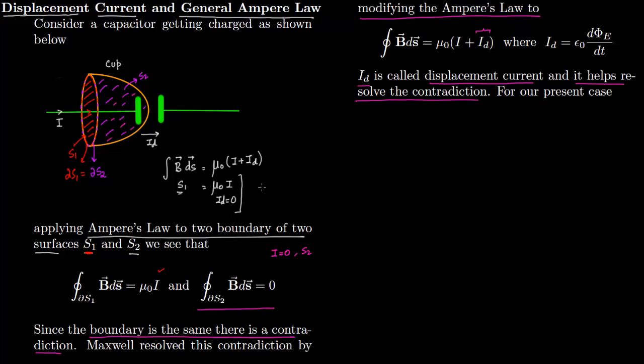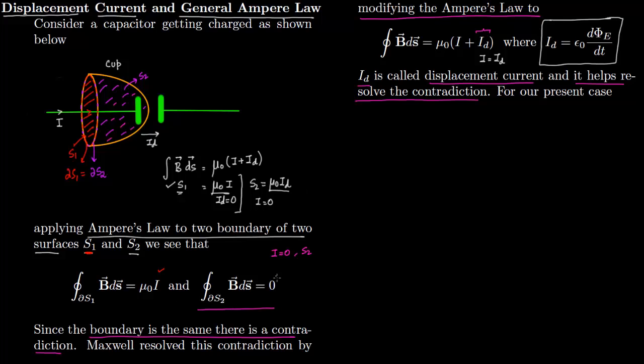Now if you want to talk about surface S2, then I is 0 because there is no current passing between the capacitor, only I of d is there. On surface S2, this becomes mu naught times I of d because I is 0. So now we will show by using this formula that I becomes equal to I of d. Then if I is equal to I of d, mu naught I is equal to mu naught I of d, and that will resolve the problem.